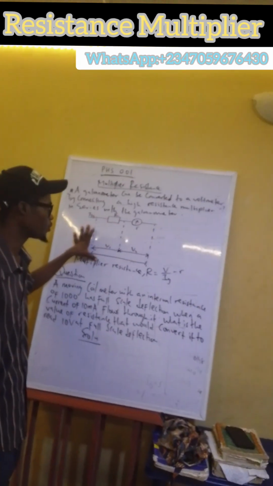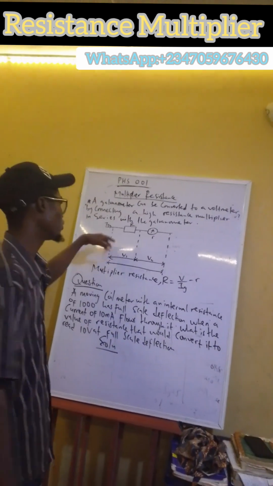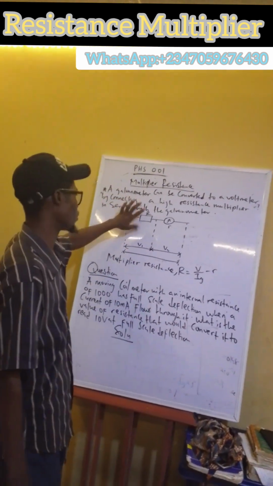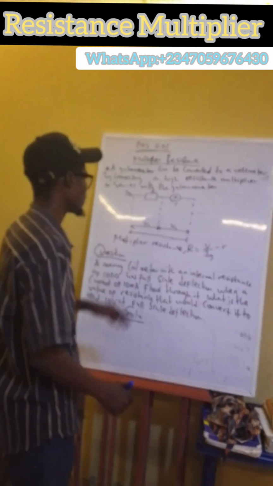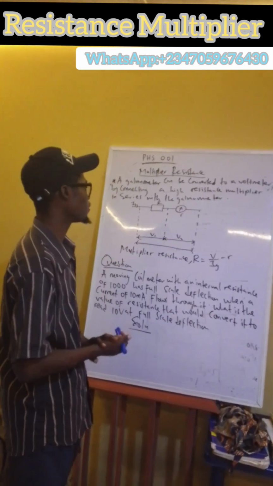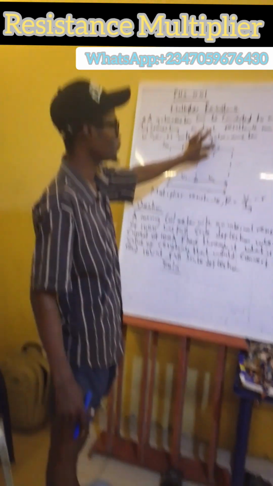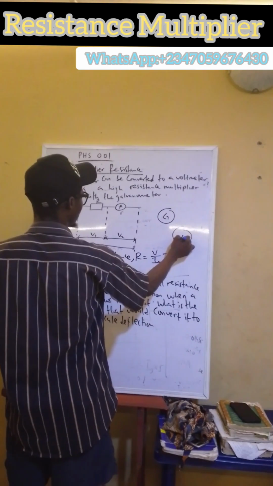Looking at this picture, you should know that this is the image of a multiplier. This big R here is representing the multiplier resistance. And this small r here is representing the galvanometer resistance. You see that this is the symbol for the galvanometer.